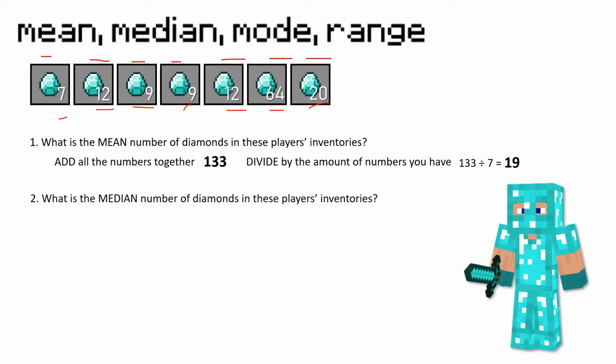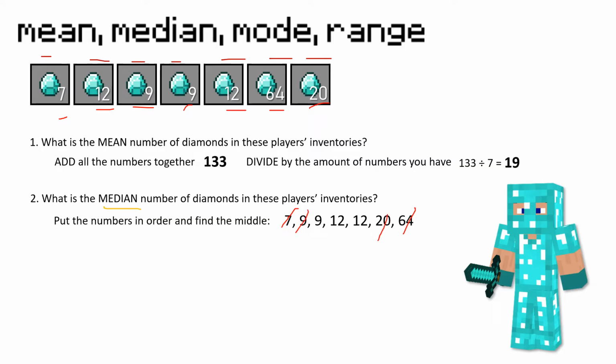Question number 2, what is the median number of diamonds in these players' inventories? Well, I hope you remember your first step to find the median is that you must put the numbers in order and find the middle. So here are those numbers in order. To find the one in the middle, I'm going to cross off numbers from each side as I go to see that my median is 12.